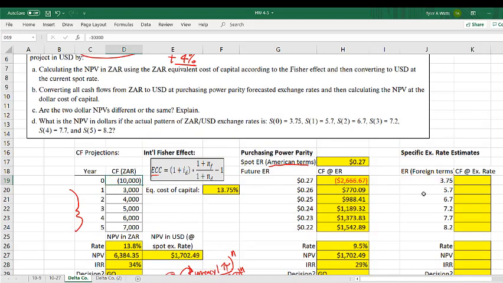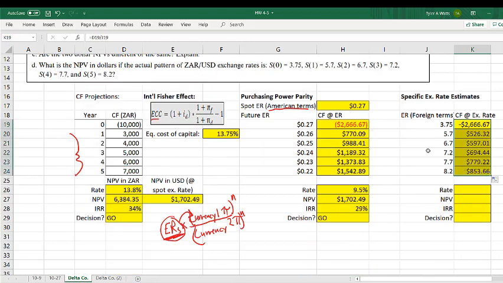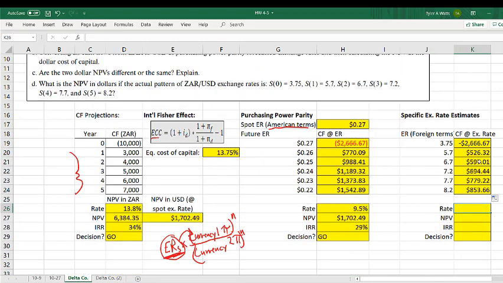Okay, and so this is South African rand, and this is South African rand per dollar. So what we want to do here is take the initial cash flow amount in South African rand and divide it by this foreign terms exchange rate. Okay, and let's fill that down, and then because we've already converted them to dollars, we're going to use the dollar interest rate, the cost of capital.